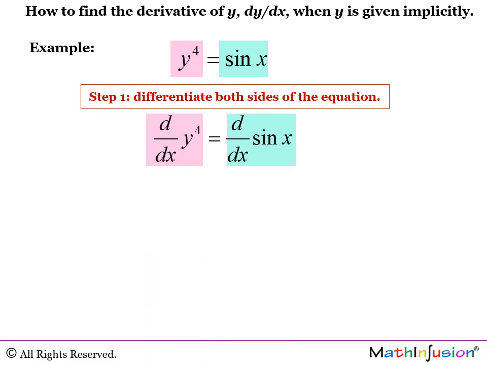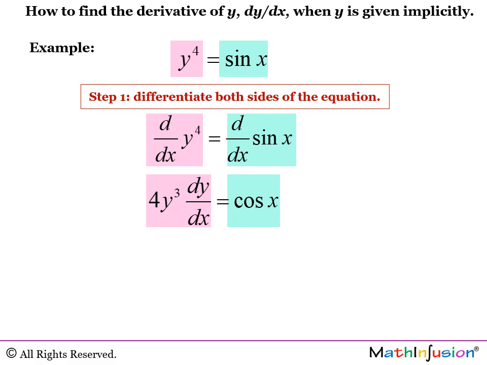d/dx of y to the 4 equals d/dx of sine x. For d/dx of y to the 4, we have to use the chain rule, and we get 4y cubed times dy/dx. And d/dx of sine x is the regular derivative, and we get cosine x.